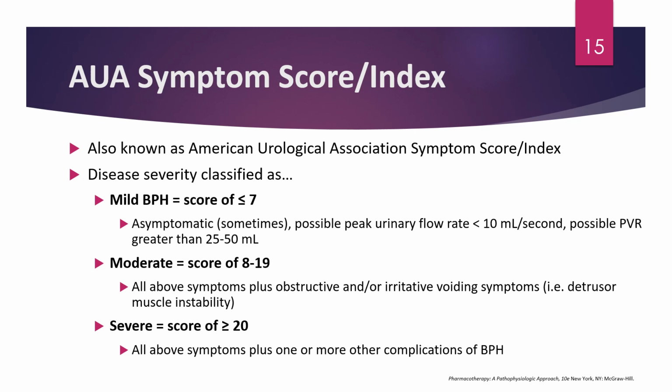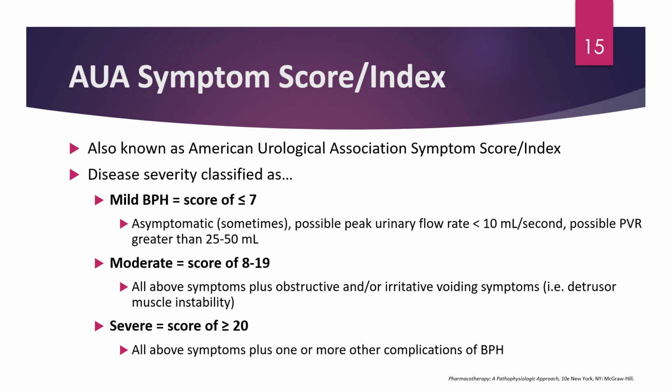In regards to patients with a score of 8 to 19, these patients are considered moderate BPH, and these patients may have obstructive and or irritative voiding symptoms, such as detrusor muscle instability. So these are the patients who may actually benefit from an intervention like pharmacotherapy. Usually with mild BPH, we don't do treatment, though in some patients it may be indicated, but most of the time, if it's mild and asymptomatic, we tend not to.